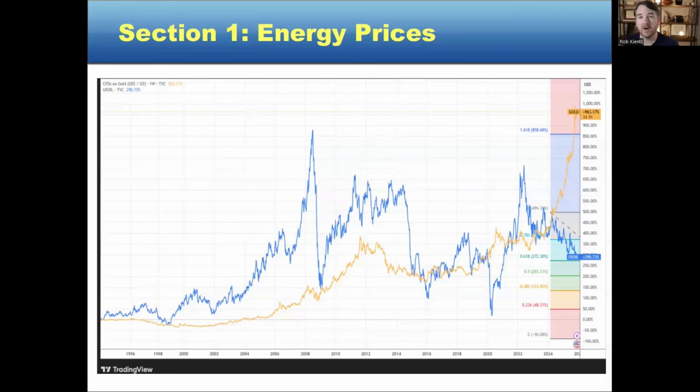And so now I would argue that oil is not the primary determinant of gold price, or one of the primary determinants of gold prices. Energy isn't. Gold is now repricing everything else. Everything's being priced in gold versus the dollar.